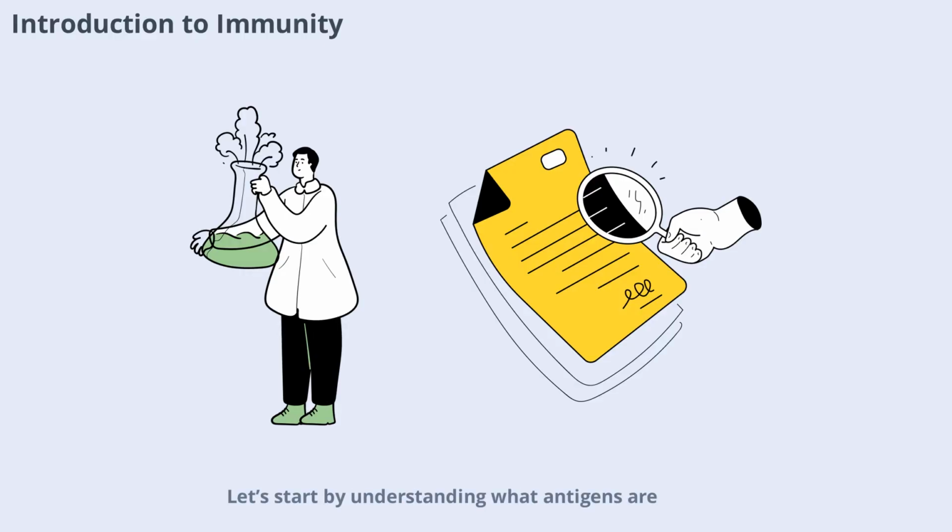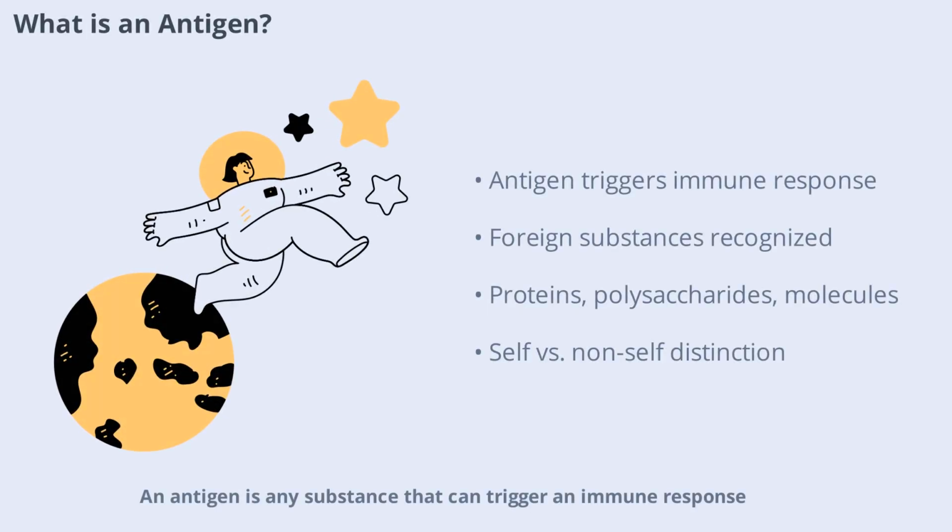Let's start by understanding what antigens are and why they matter so much in immunity. An antigen is any substance that can trigger an immune response. Think of antigens as unique ID badges carried by invaders like bacteria, viruses, or even abnormal cells. These badges are recognized by the immune system as foreign, prompting it to take action. Antigens can be proteins, polysaccharides, or even small molecules. The immune system's ability to distinguish between self and non-self antigens is crucial for protecting the body without attacking its own cells. Now let's see how the body processes these antigens to prepare for a targeted immune response.